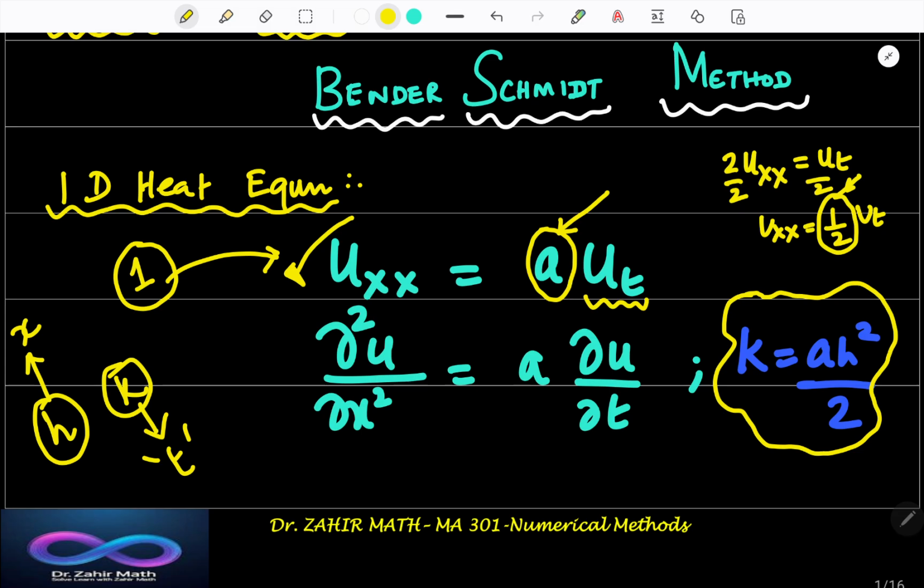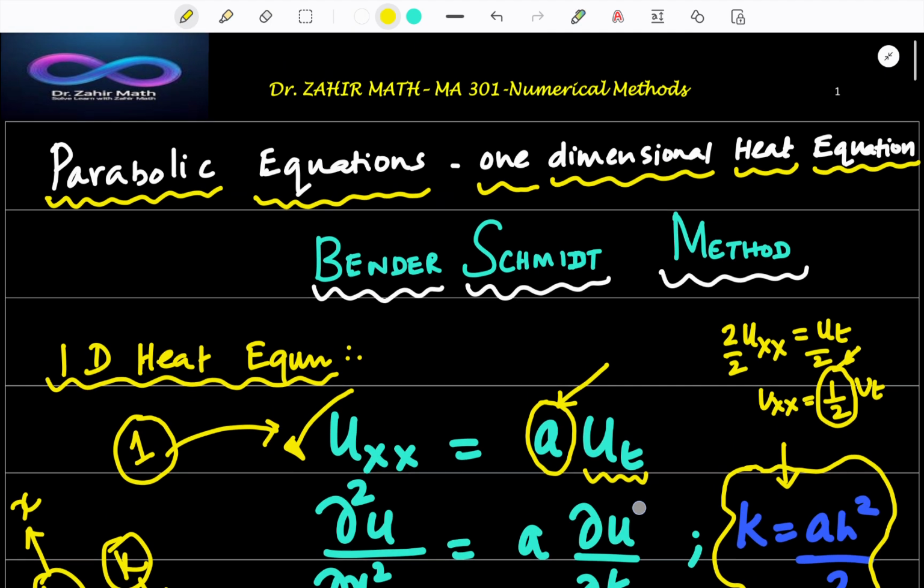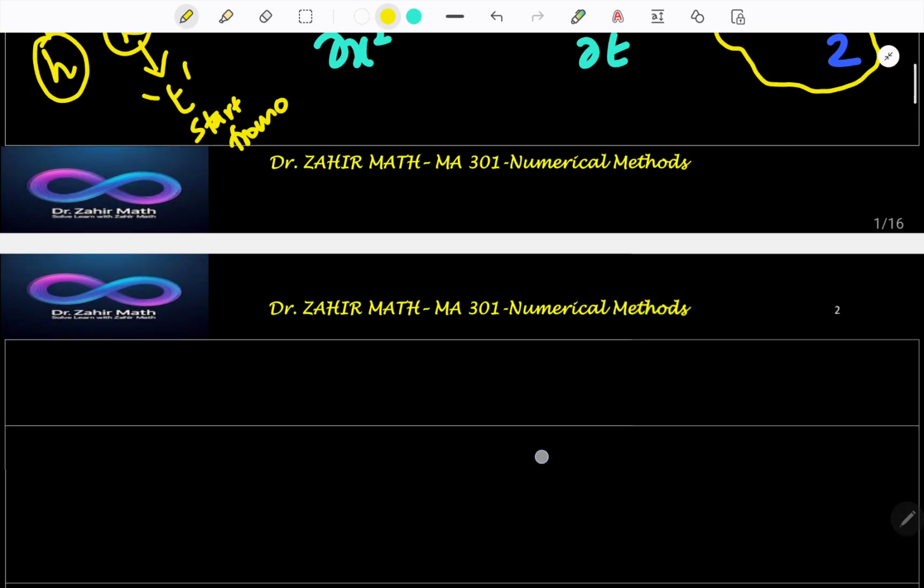H will be given in the question. If not, you have to choose a proper value for H. And for T, it always starts from 0. The starting value is 0. But for the upper limit, the ending point, you have to use the K value. In this way, you have to jump. Sometimes the end value will be given, and sometimes the end value will not be given. Keep that in mind. Now let me show you that this one-dimensional heat equation is a parabolic equation.